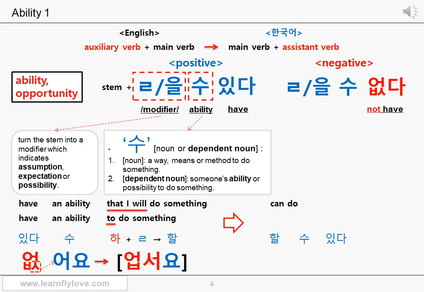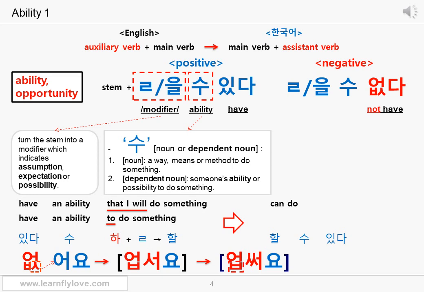But this 서 sound turns into 서 sound because of the final b consonant in the formal block up. It's one of the pronunciation rules that you've already learned. So it becomes 없어요. If you don't remember the pronunciation rule, just move on. We'll talk about it over and over again, okay?